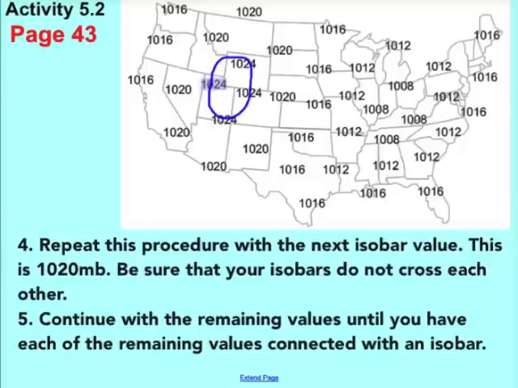Now the next set of directions say repeat this procedure with the next isobar value. This is 1,020 millibars. Be sure that your isobars do not cross each other. Continue with the remaining values until you have each of the remaining values connected with an isobar. So go ahead, pause the video again, and finish connecting all of them. And then I'll go through it with you just to make sure we're on the same page.